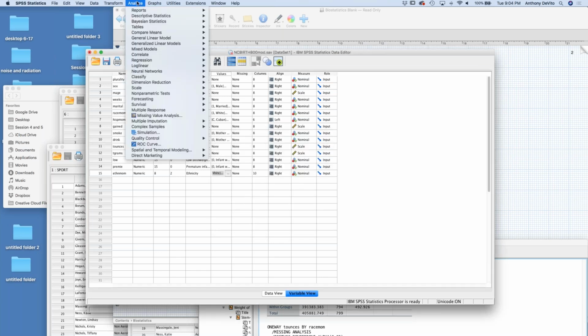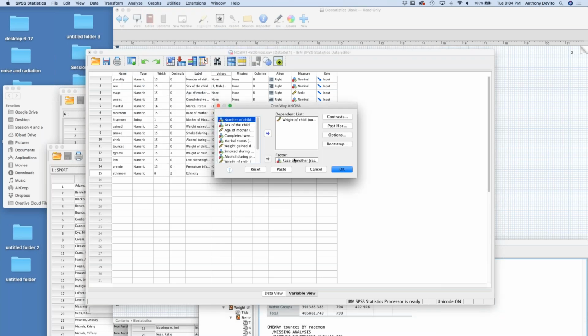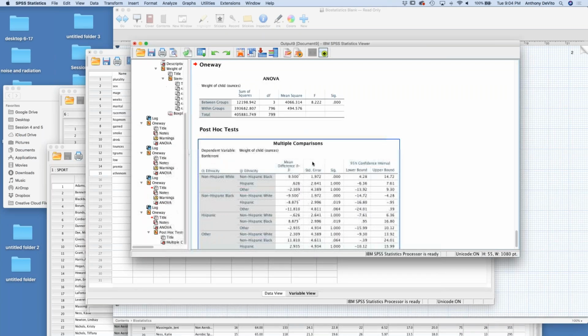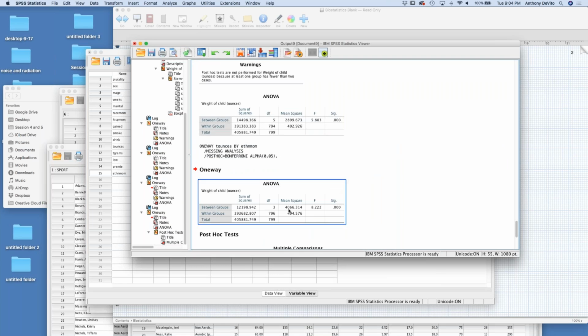I'm going to say analyze, compare means, one-way analysis of variance, and this time, instead of race of the mother, I'll use the variable ethnicity of the mother. I'm going to say okay, and let's see what my analysis of variance comes out to be. My analysis of variance comes out to be 8.22. My significance is less than 0.05, so I can reject the null hypothesis that all the means are equal and say that there's at least 2 means that are not equal to one another.